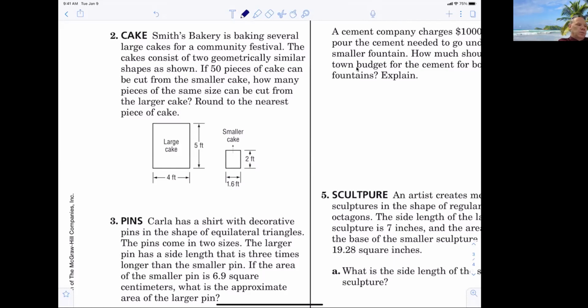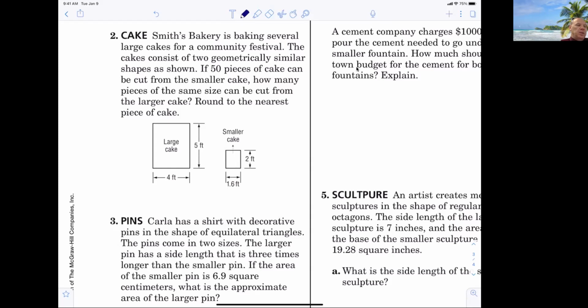What do you think? Somebody said 125. What did you say, Brady? 312.5. Okay, so let me ask you this question. Are these similar? Right? Did you do 5 divided by 2 and 4 divided by 1.6? They both equal 2.5, right? So this large cake is 2.5 times the smaller cake, right?